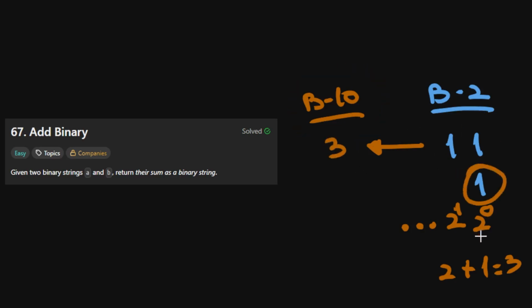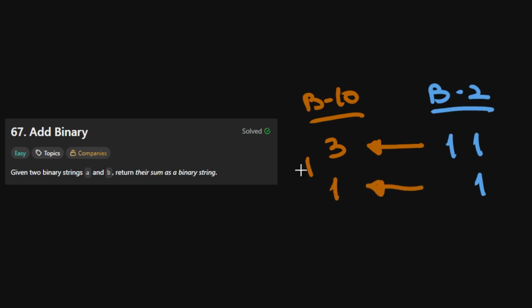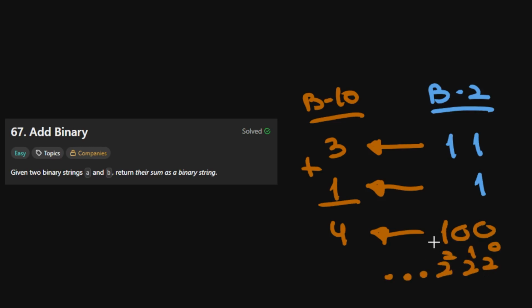And here we have 1 times 2 to the power of 0, so this in base 10 is 1. 3 plus 1 is 4, and 4 in binary is 1 0 0. We need 1 times 2 to the power of 2, and that's it. So finally we can return this string.